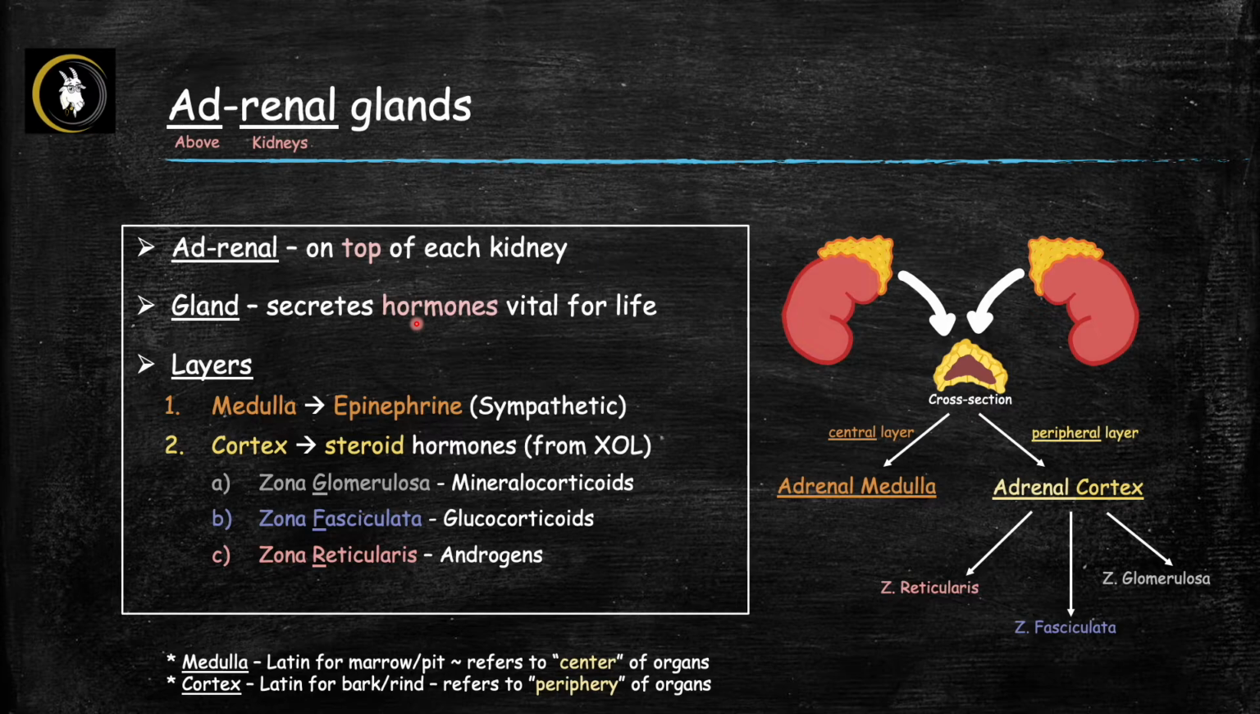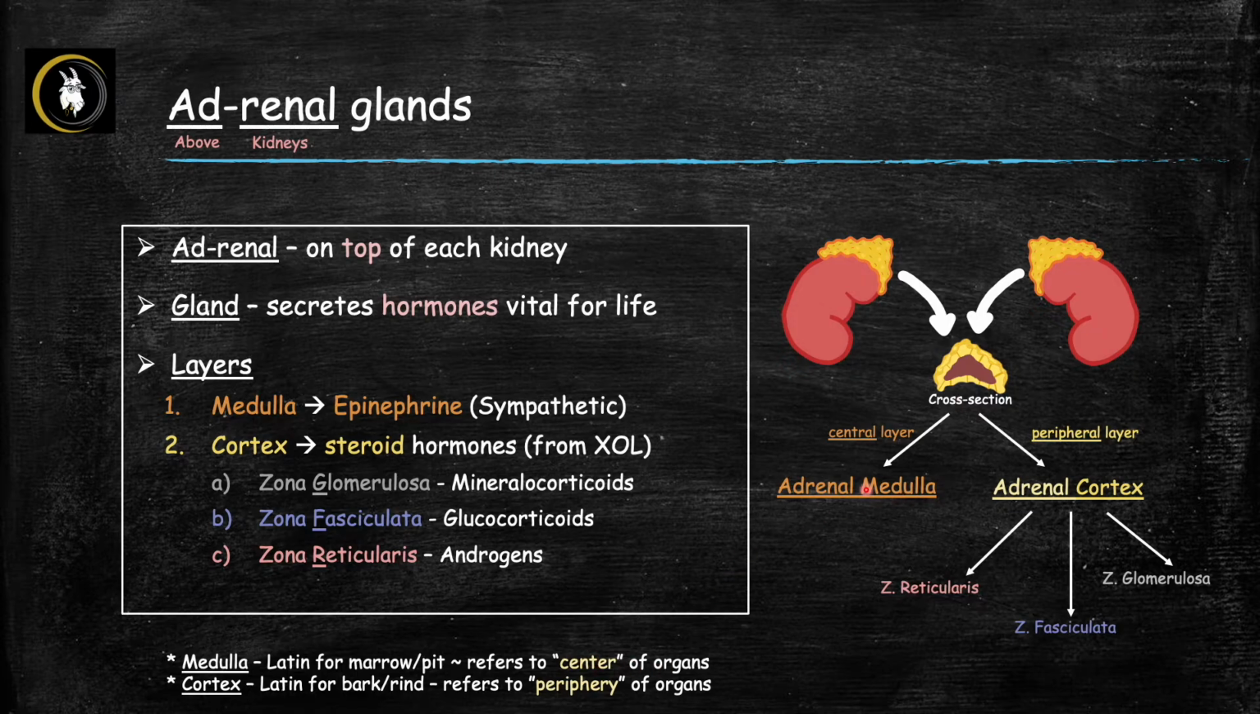What kind of hormones are secreted depends on what part of the adrenal gland we're talking about. If you grab one of these glands and slice through it to get a cross section, you can divide it into two very obviously different layers. You have the middle layer, or central layer, known as the adrenal medulla. Medulla always refers to the center of an organ. It's a Latin term for it.